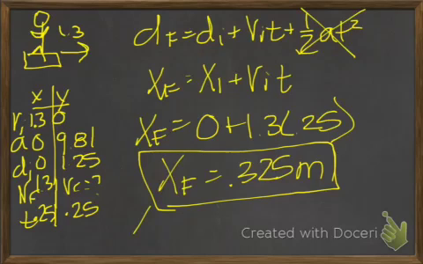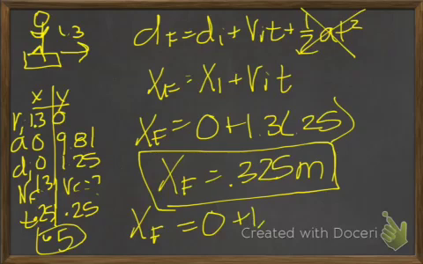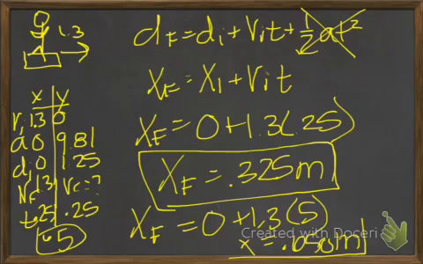If you were to plug this in for the second one that they want you to solve for, where time equals 0.5 as well, then again, initial position is 0 plus 1.3 times 0.5, then position of x would equal 0.650 meters.